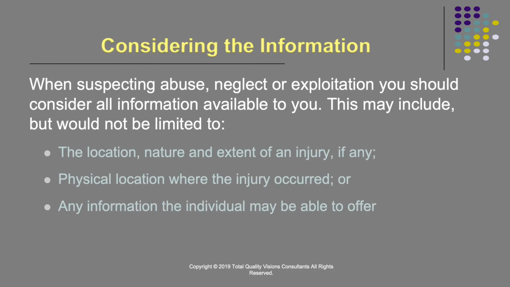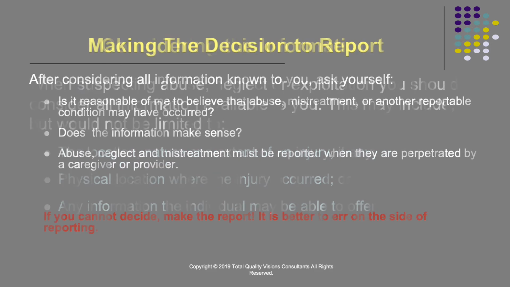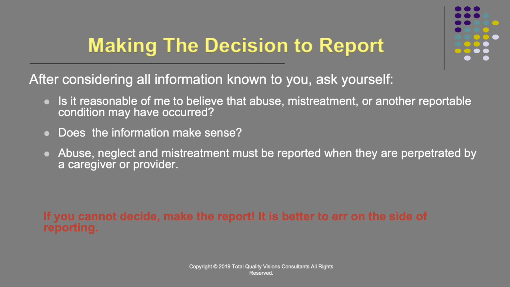When suspecting abuse, neglect, or exploitation, you should consider all information available to you. This may include, but is not limited to, the location, nature, and extent of injury, if any, the physical location of where the injury occurred, and any information that the individual may be able to offer. After considering all information known to you, ask yourself, is it reasonable of me to believe that abuse, mistreatment, or another reportable condition may have occurred? Does the information make sense?